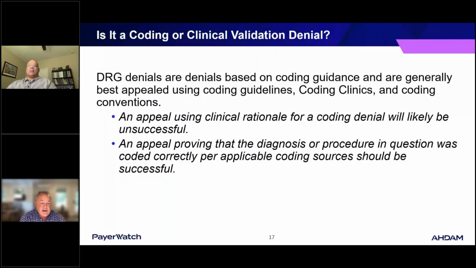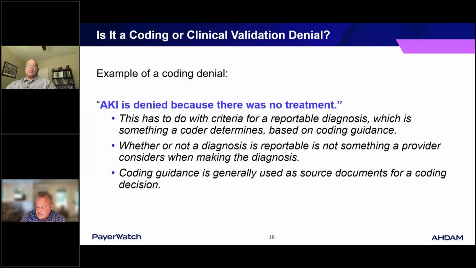Example of a coding denial: acute kidney injury denied because there was no treatment. So remember the major criteria for coding, MEAT: there has to be evidence that something was measured, evaluated, assessed, or treated for it to be coded. That's what you're going to see if you're dealing with a coding denial. It's best handed over to a coder to determine whether appropriate coding rules were followed.